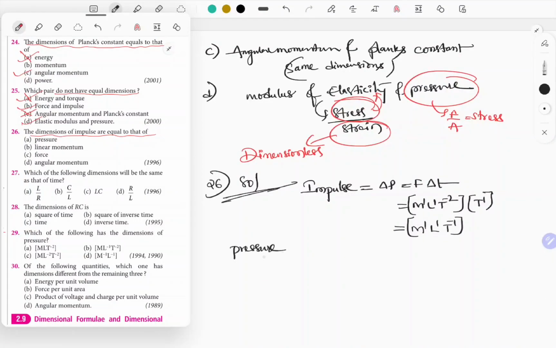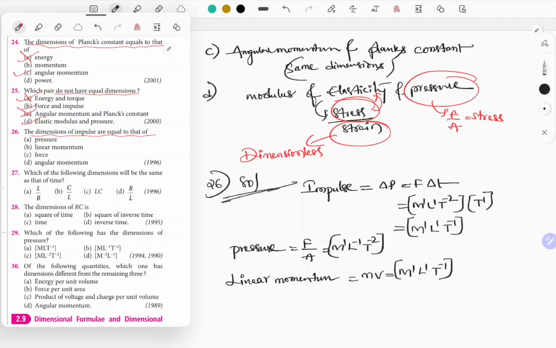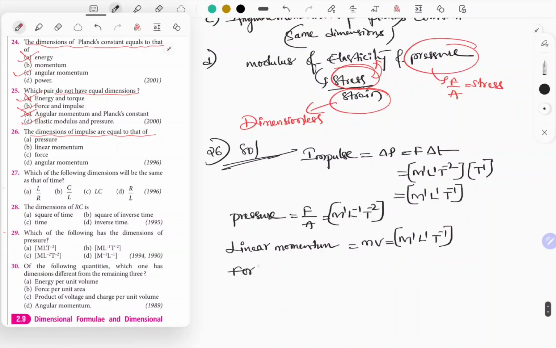Pressure dimensional formula, force by area, which is equal to m power 1 L power minus 1 T power minus 2. Next, linear momentum. So linear momentum is mass into velocity, that is m power 1 L power 1 T power minus 1. Next, force is m power 1 L power 1 T power minus 2.